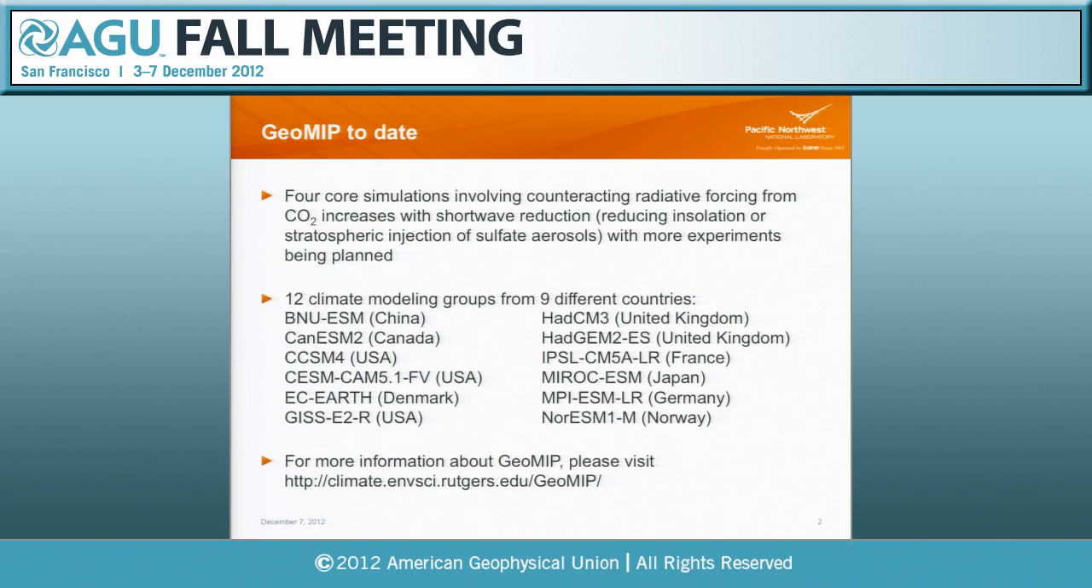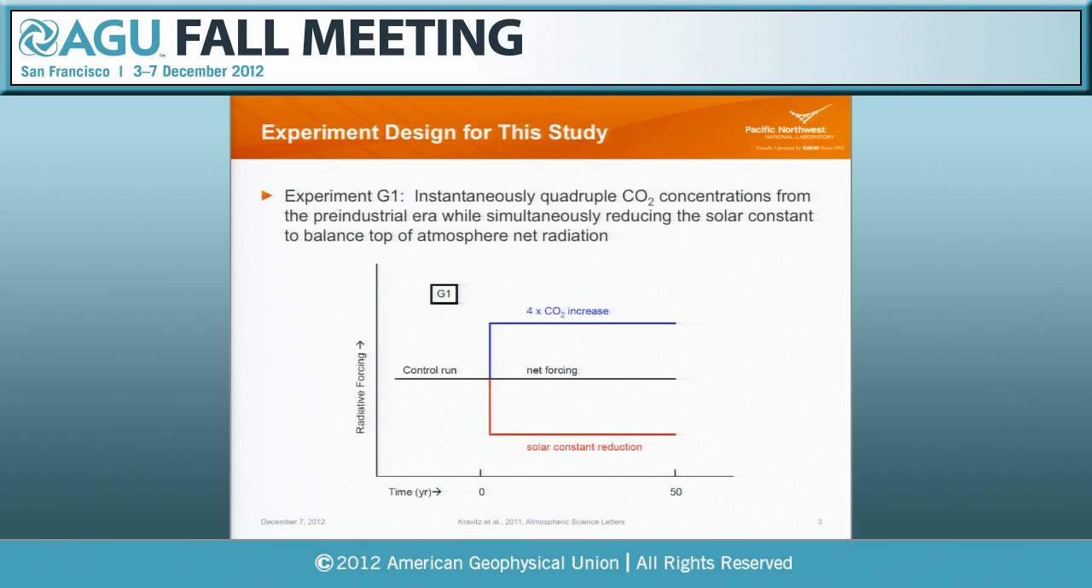They involve counteracting radiative forcing from CO2 increases with a shortwave reduction. So 2 of the experiments involve turning down the sun to balance CO2, and 2 of the experiments involve putting sulfate aerosols in the stratosphere, similar to how a volcanic eruption cools the climate. And as of right now, we have output from 12 climate modeling groups from 9 different countries. And if you're interested in GeoMIP, we have a website, and I'll put that link up later in case you need it.